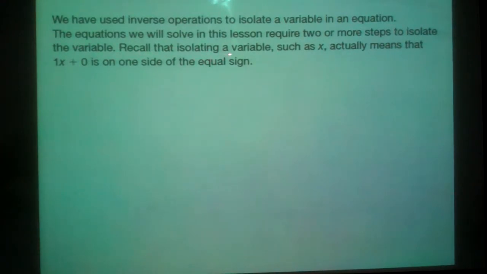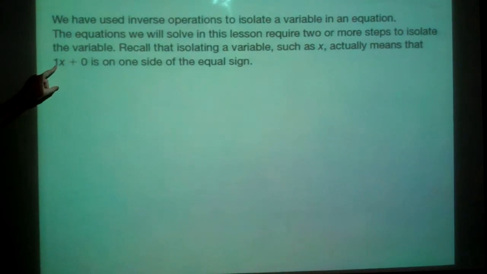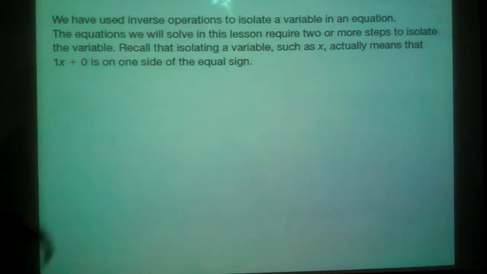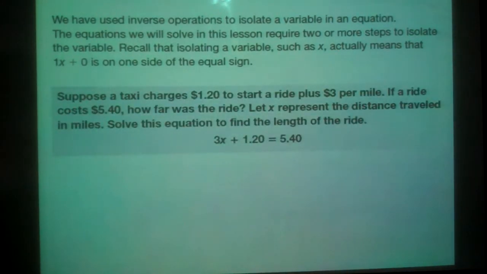And it says here just that isolating a variable such as x actually means that 1 times x plus 0 is on one side of the equal sign. Because 1 times x is just x, because 1 times anything is just itself. And if you add 0 to something, it doesn't change it either. So that's essentially what it means when we get x by itself. Okay, so let's take a look at this problem here.